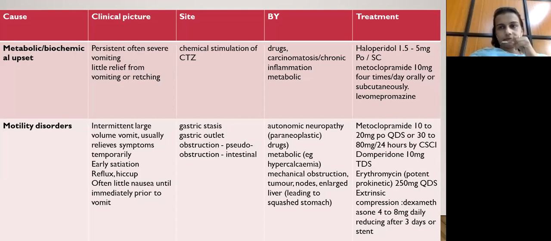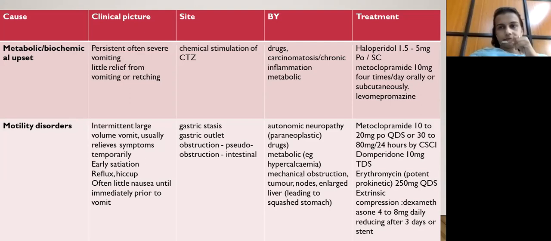So how do you distinguish motility disorders? The patient presents with intermittent, large volume vomiting, which usually relieves symptoms temporarily. So once a patient has a large volume vomiting, the nausea and vomiting get relieved temporarily. They can also have early satiety associated with the symptom. They can have reflux, hiccups, and often little nausea until immediately prior to vomiting. Something like projectile vomiting, where they don't have much nausea, but only a little nausea which usually happens prior to vomiting. So what are the causes of that? It can be gastric stasis, gastric outlet obstruction, or intestinal pseudo-obstruction.